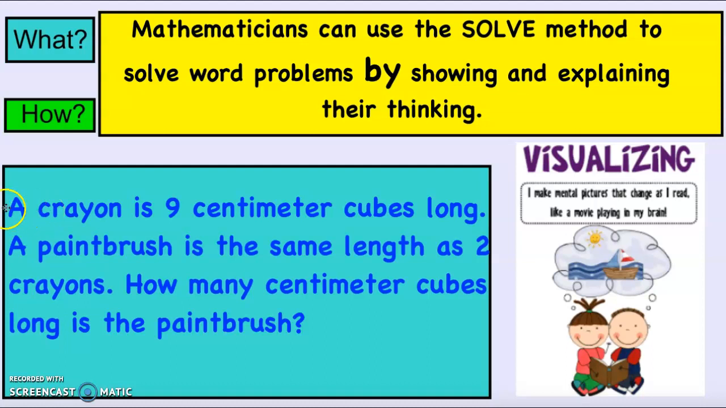Read with me. A crayon is 9 centimeter cubes long. A paintbrush is the same length as 2 crayons. How many centimeter cubes long is the paintbrush?